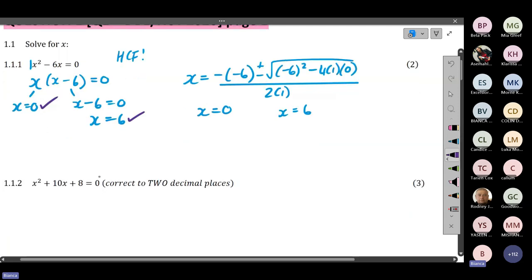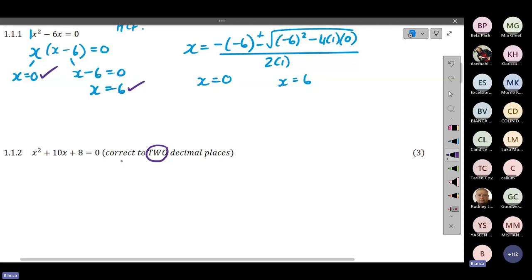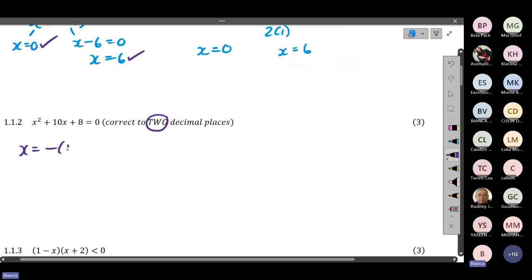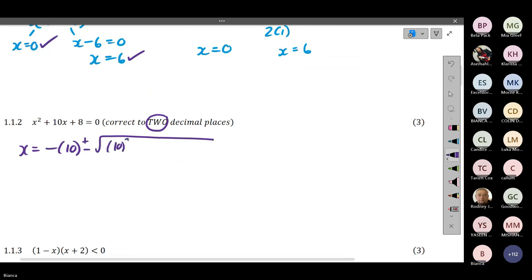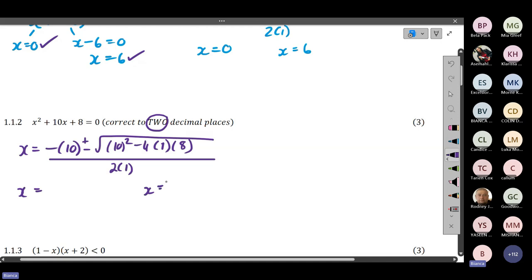All right, this one, when you see correct to 2 decimal places, what do you need to do straight away? Don't even waste time factorizing. Quadratic formula, and you show your substitution. So we're going to say x equals minus b, which is 10 in this case, plus minus b squared, minus 4ac over 2a. This question will give a mark for substitution. Let me just get the two solutions here. 3, 1, 10, 8. Okay, and it says correct to 2 decimal places.